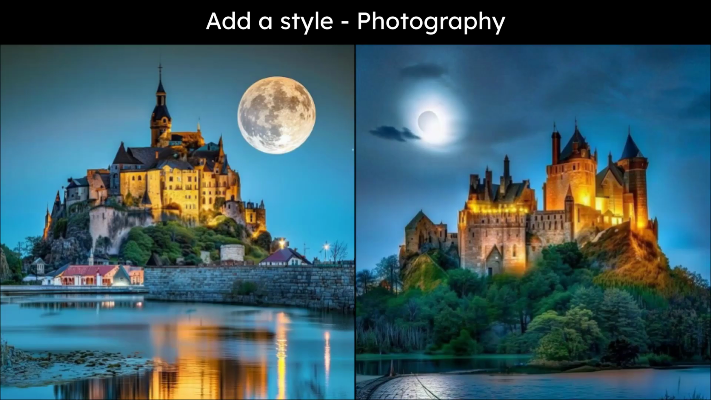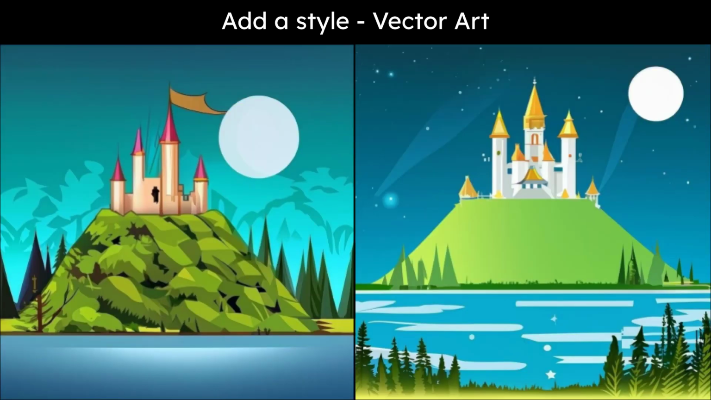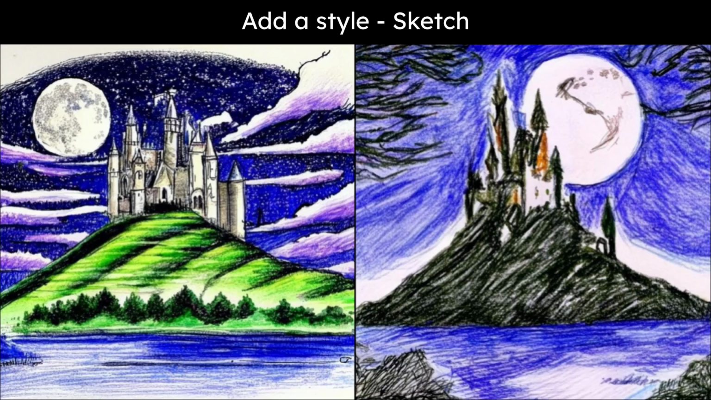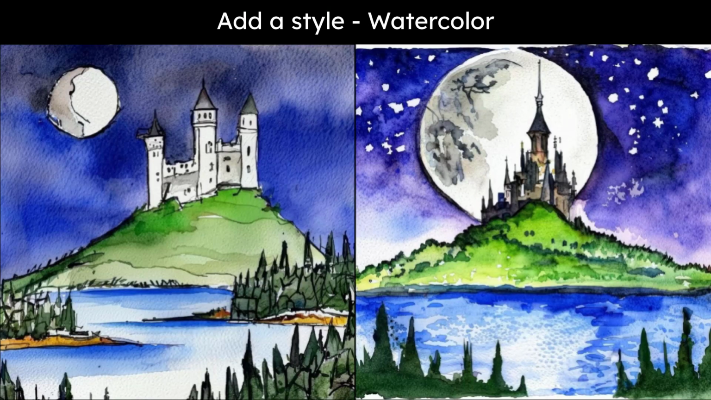So first, I used the same prompt, but used photography as the style choice. And then next, here are some examples where I chose vector art for the style. Up next, a couple examples where sketch was chosen as the style. And then next up, we have two options with watercolor for the style choice.